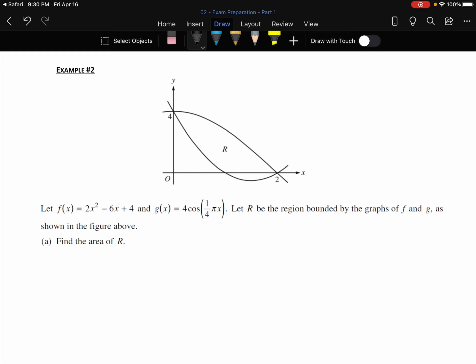It says f at x equals 2x squared minus 6x plus 4, and g at x equals 4 cos 1/4 pi x. Let R be the region bounded by the graphs of f and g as shown below. Find the area. Actually, a fairly traditional area question here. The only thing you have to decide is which one's the upper and which one's the lower. And I need to tell you, if you get it wrong in an upper-lower question like this, all that'll happen is you'll get a negative answer and you'll know you've done it the wrong way around.